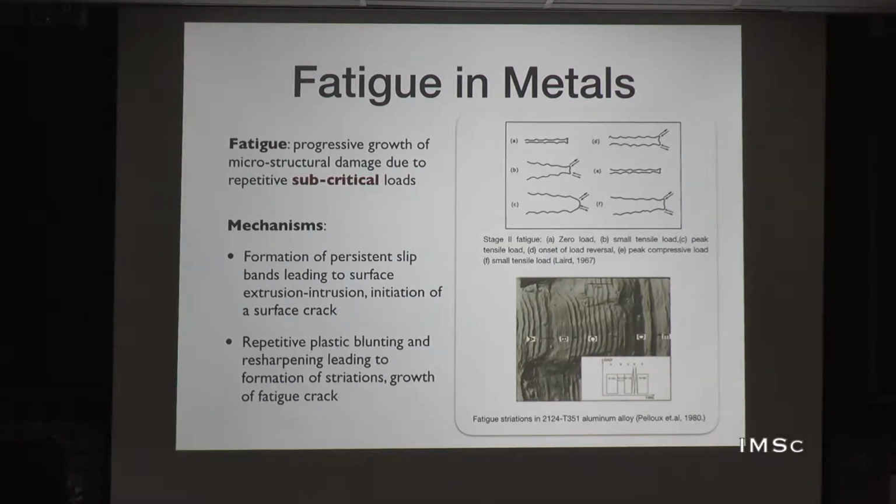There is a lot of empirical data available, but predictive modeling is still something that people are trying. So, progressive growth of microstructural damage caused by repetitive subcritical load: you have cycles of load being applied, and due to this there are two main types of mechanisms involved. One is formation of persistent slip bands, which leads to surface extrusion, intrusion, formation of those at the surface. I will show those subsequently.